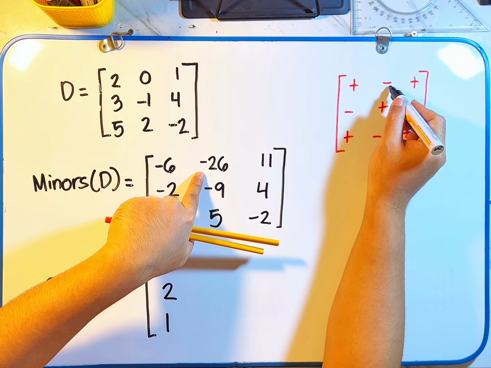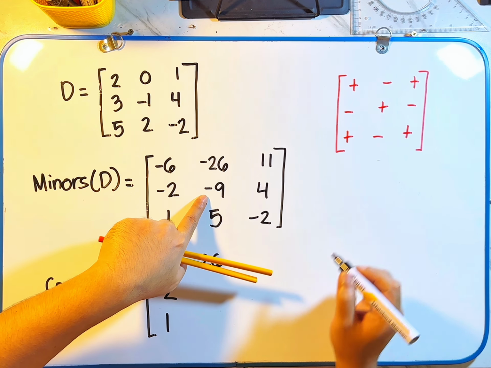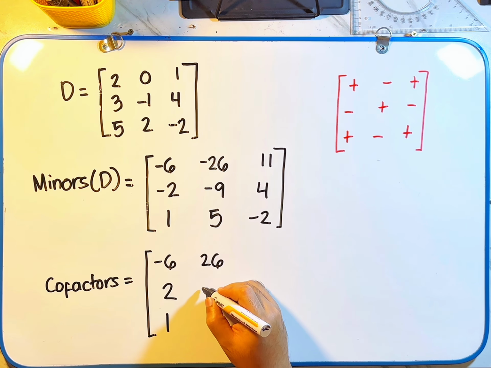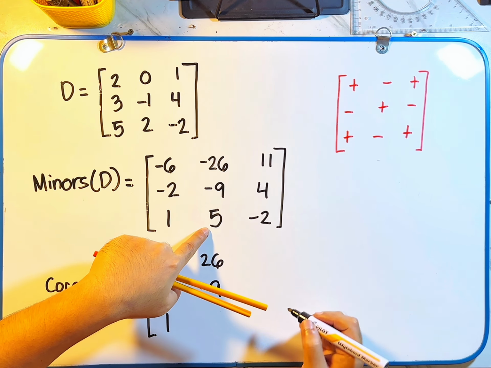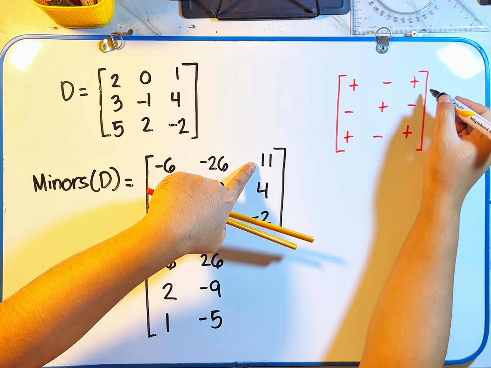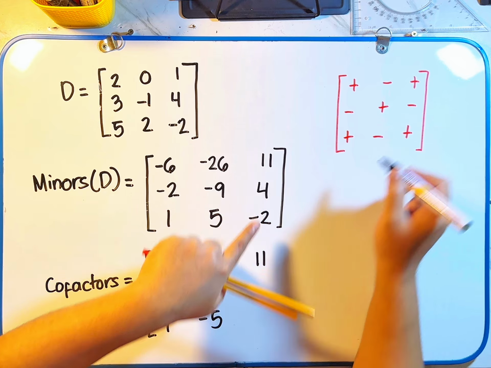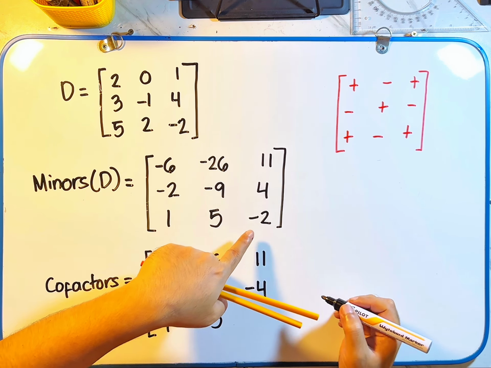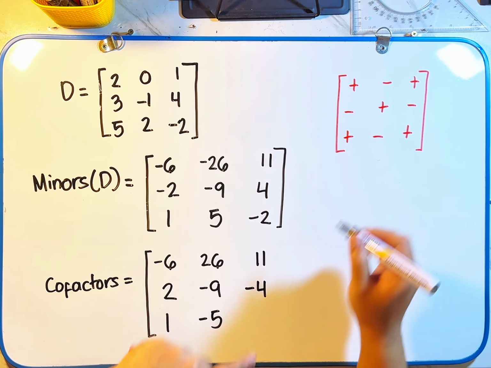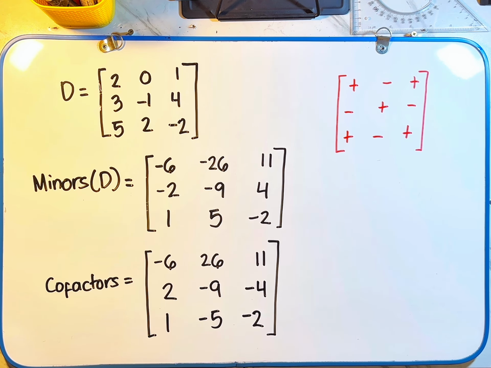Negative 26 times negative, that's positive 26. Negative 9 times positive, still that's negative 9. And positive 5 times negative becomes negative 5. 11 times positive, positive 11. 4 times negative, so negative 4. Negative 2 times positive, so negative 2. That's it. That's your cofactors of matrix D.